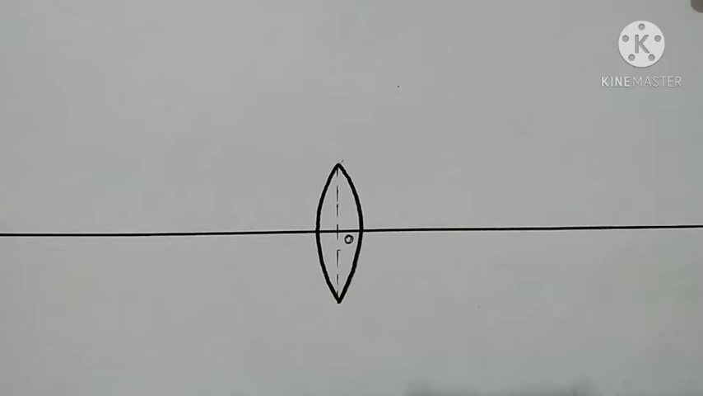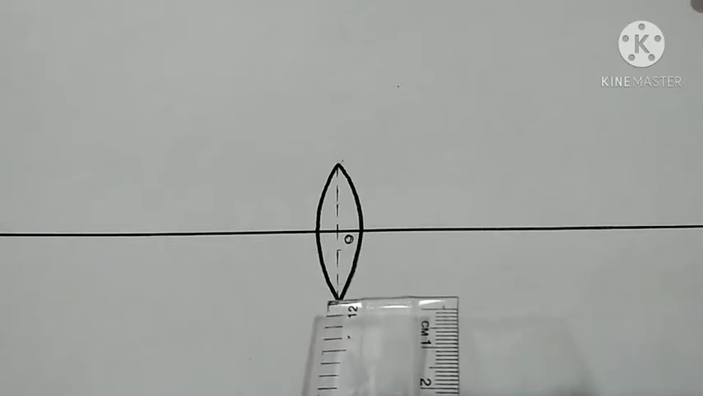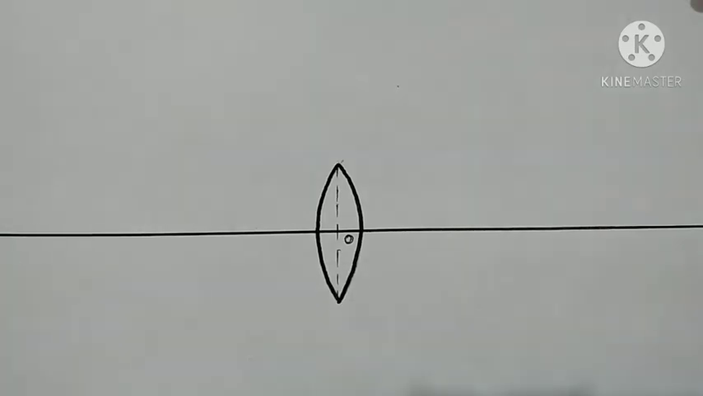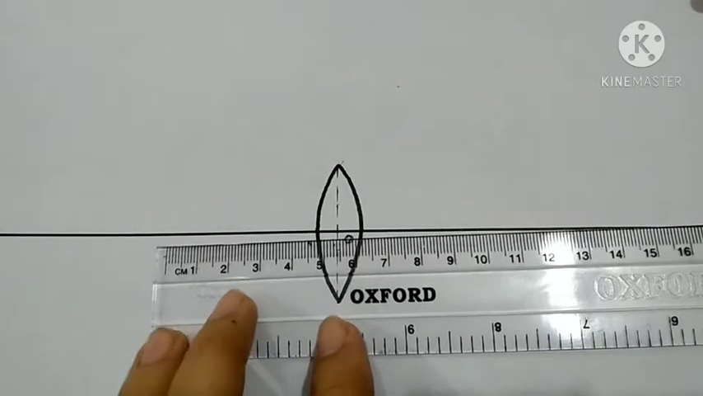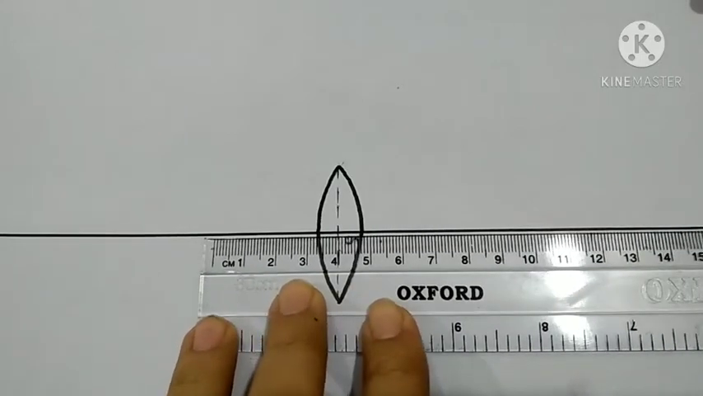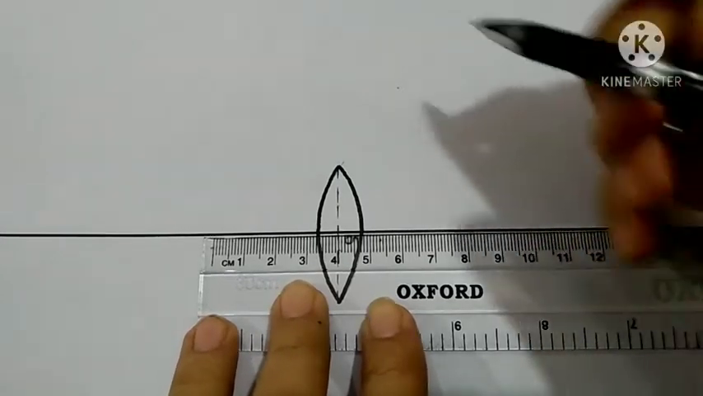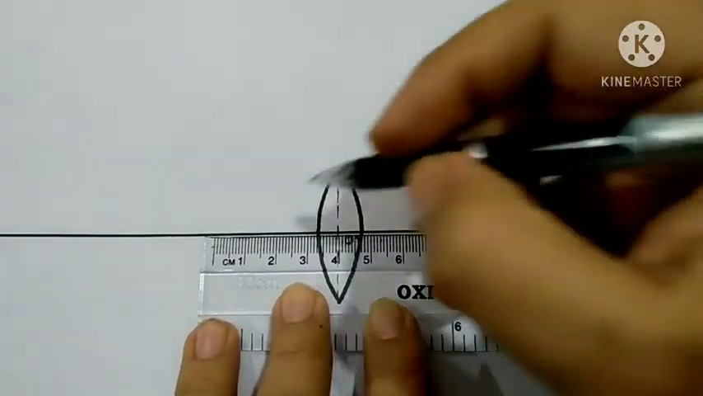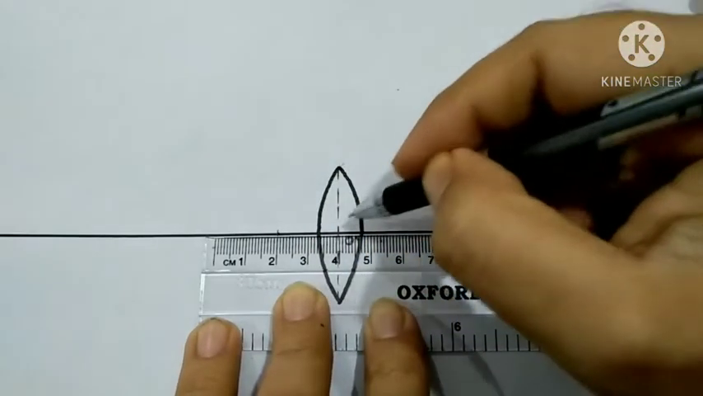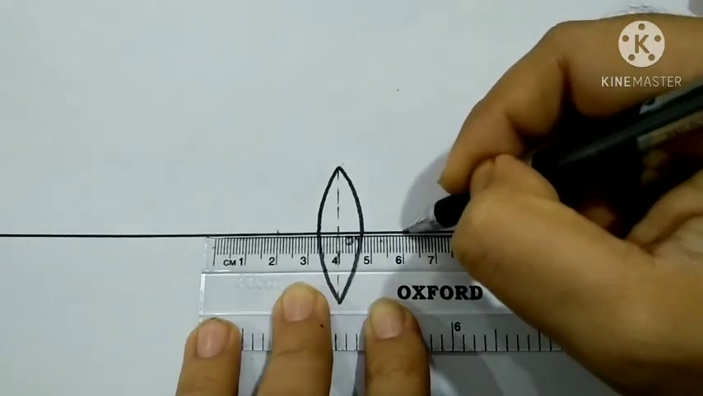Here in this white cardboard you can see the convex lens. Let's mark 2 centimeter either side of the lens. First of all, 2 centimeter. This is 2 centimeter from the optical center. This is optical center, and we mark 2 centimeter here.